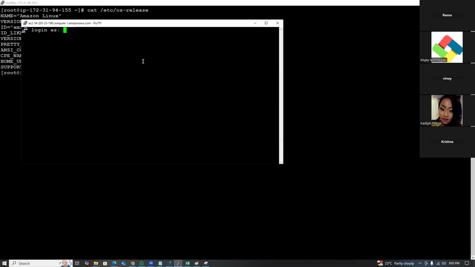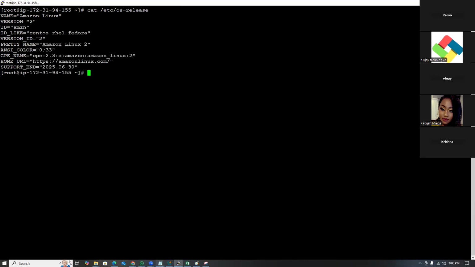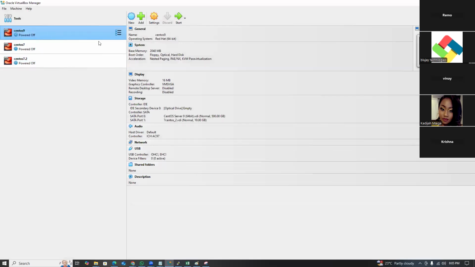Duplicate session. Login as an EC2 user. Not supported. So this is the Linux OS, guys. One second, I will show you.